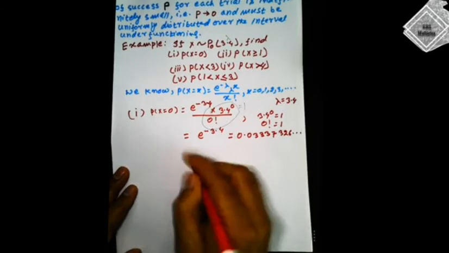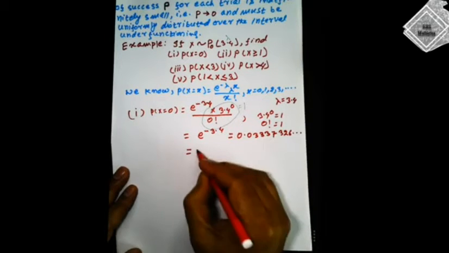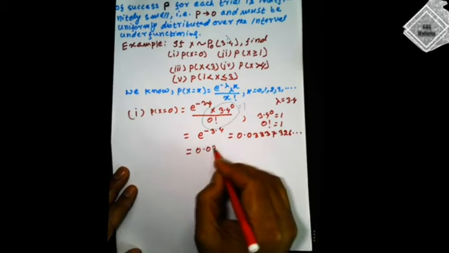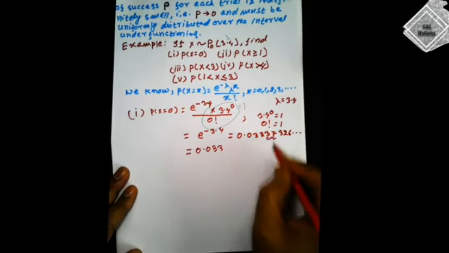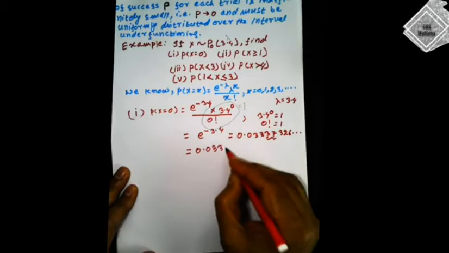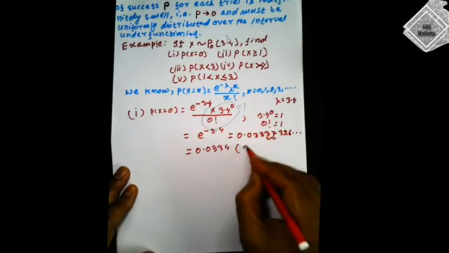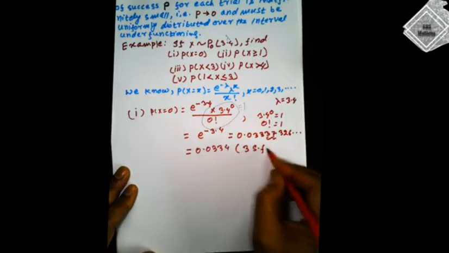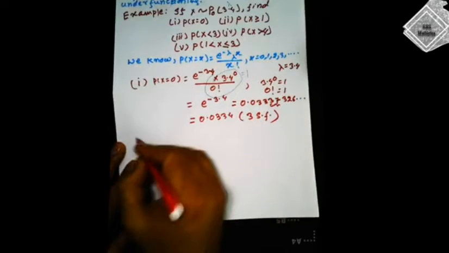And we don't need to write everything in the answer. So our answer up to 3 significant figures is 0.033, and here you can see these two values 37. The neighborhood there is a value more than 5, so this 3 will become 4. So this is up to 3 significant figures. Now we'll do question number 2.